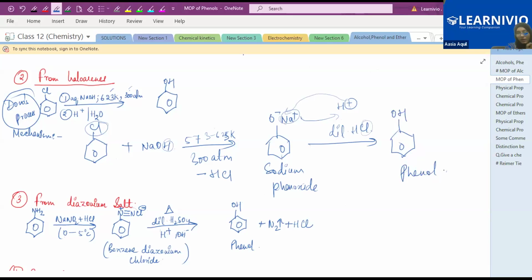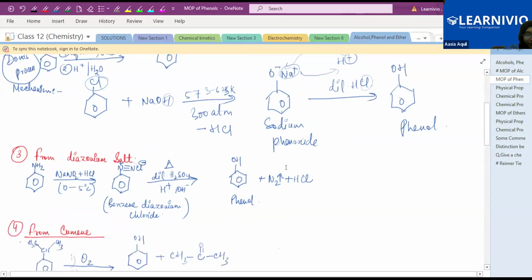First step, the nucleophilic substitution reaction, by which you achieve sodium phenoxide, and on further acidic hydrolysis of the sodium phenoxide, you will get phenol. Very simple mechanism. Is it clear? Yes, ma'am. Okay, see the next one, from diazonium salt.